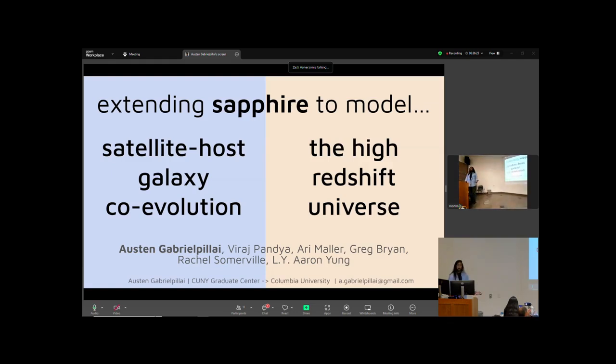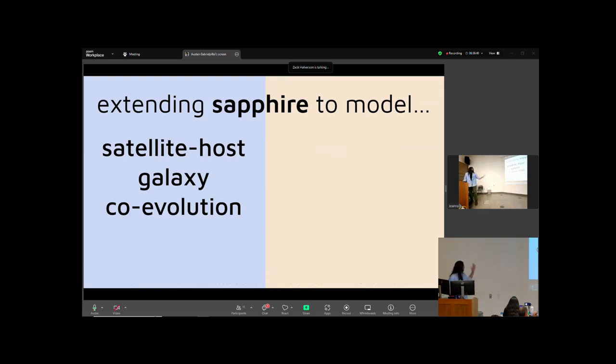And so today I'm going to be talking to you about how we have been extending Sapphire to model both satellite and host galaxy coevolution, as well as applications to the high redshift universe. So this is a bit of a two-topic talk, and so might as well start going down this blue rabbit hole over here, which is the crux of my master's thesis. And so Raj has already done the nitty-gritty of explaining Sapphire, so I can just jump into the problem.